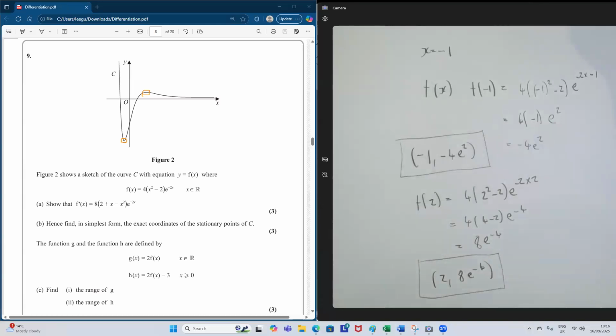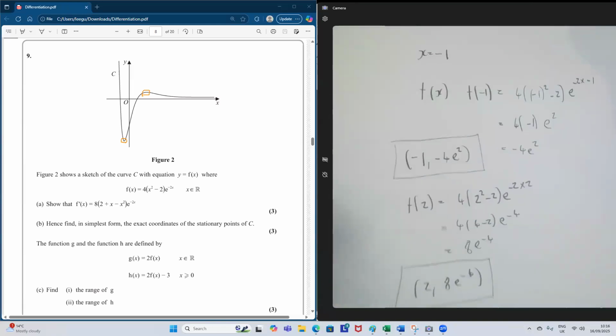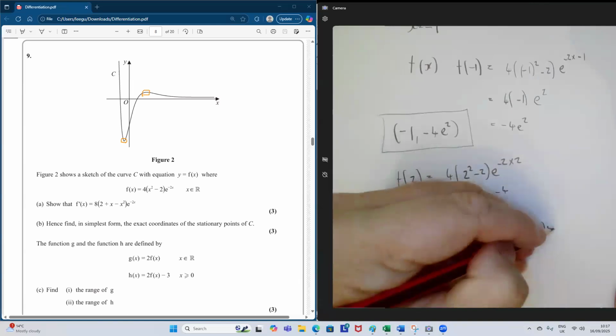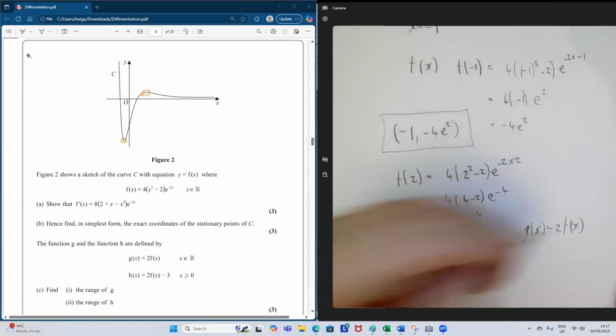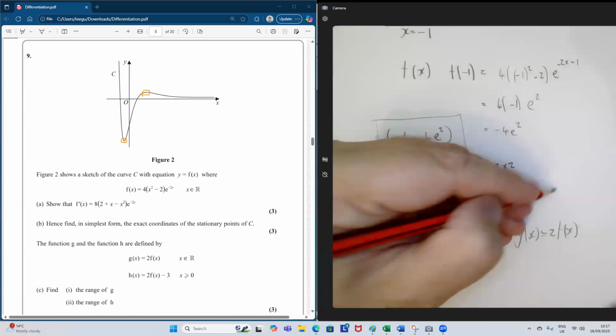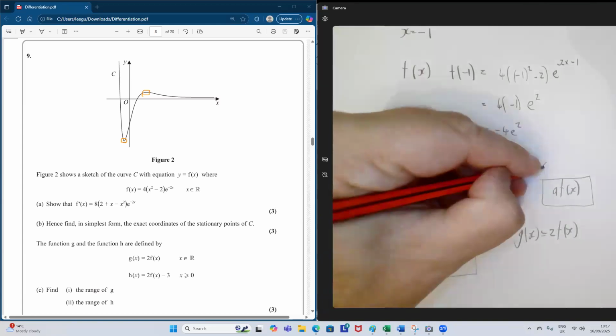Now, what we've got to do here is think about what kind of transformations are represented by these two equations. So g of x is equal to 2 times f of x. Let's write that down. The type of transformation that we've got here is a transformation of the form a times f of x. And you may remember that that is a stretch of scale factor a parallel to the y-axis, or you could say in the y direction.